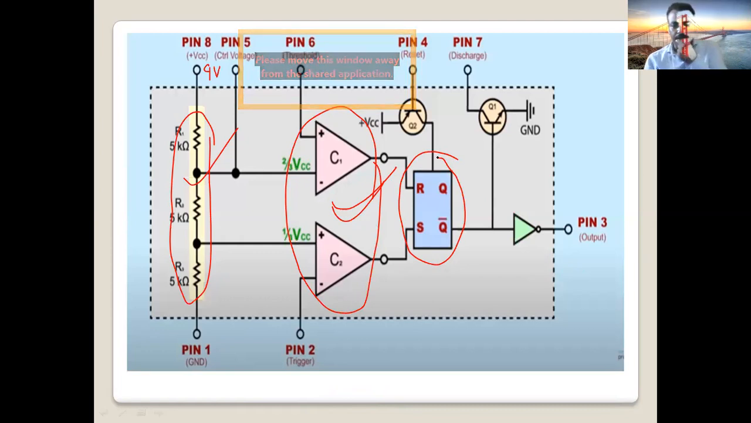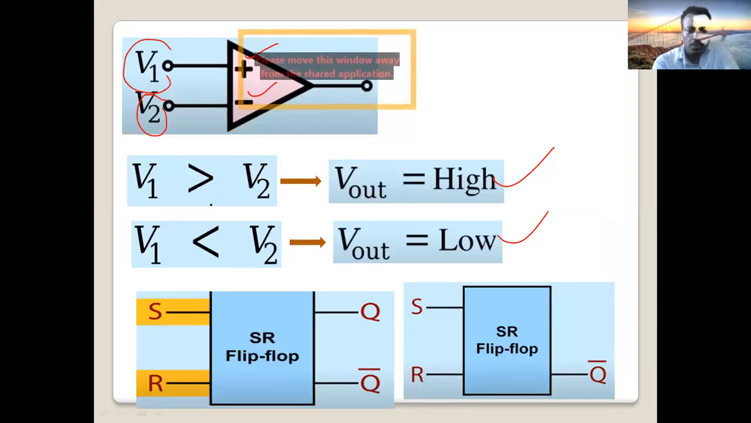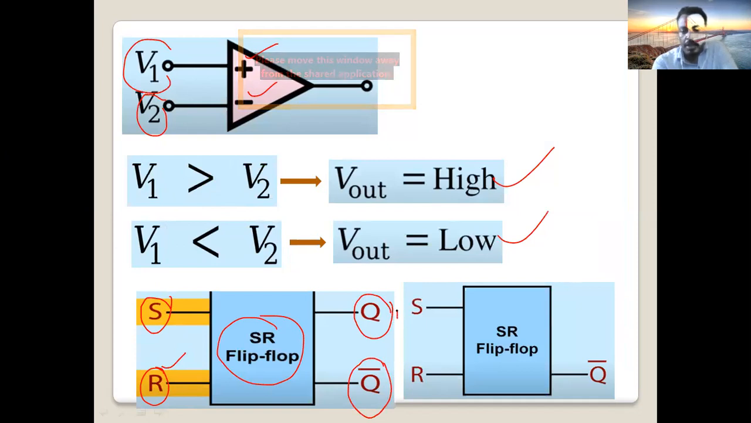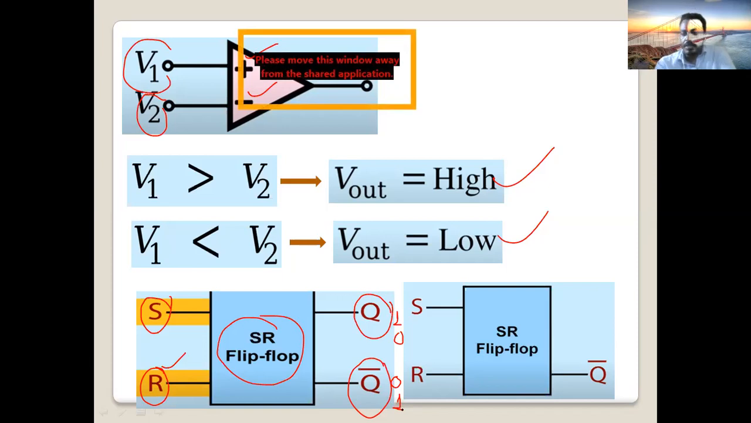I'll explain how this SR flip-flop works. So this SR flip-flop, it has how many inputs? Two inputs. Here you see we have our SR flip-flop. It has two inputs, set and reset. S is set, R is reset. And it will give us two outputs, Q and Q bar. When Q is 1, Q bar means the negation of that. If Q is 1, Q bar will be 0. If Q is 0, Q bar will be 1.